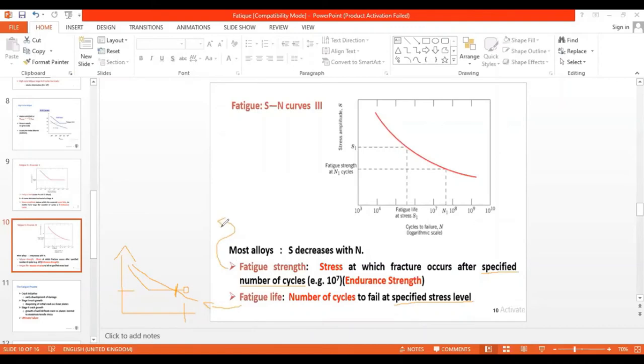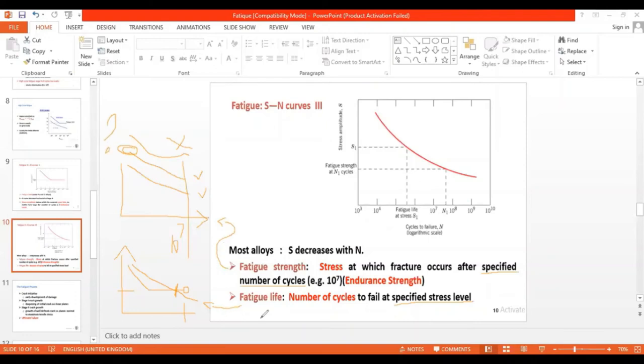Fatigue strength means the stress at which fracture occurs after a specified number of cycles. So here I specify the number of cycles, okay, it should work for 10 to the power 7 cycles. They will check with the first stress, and it is working fine. Then they will increase the stress, and there also it's working fine. Then when they increase the stress, there's a possibility that it may break, so this stress is not applicable, and they will go for the next stress. Experimentally, this is how we find it. So for fatigue strength, the specified number of cycles is fixed. What is the strength?